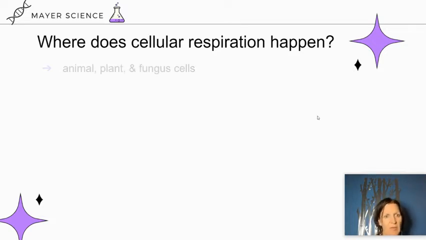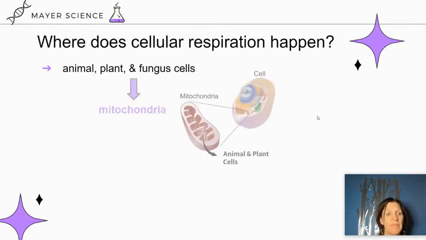We've seen a bunch of cells already. We know that it happens in animal, plant, and fungus cells. And it actually happens in a part of the cell called the mitochondria. So, this is what a mitochondria looks like. You're going to find mitochondria in animal, plant, and fungus cells. It's just a little tiny part that you find in the cell. It's not something that we could see when we look at cells using our microscopes. You need much more powerful microscopes that zoom in a lot more.